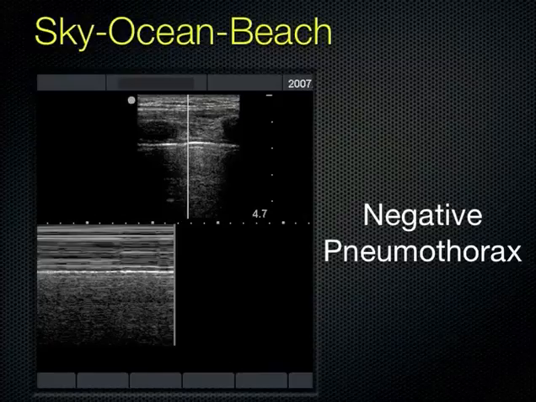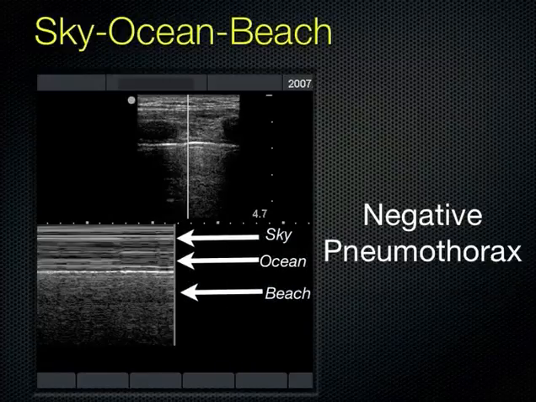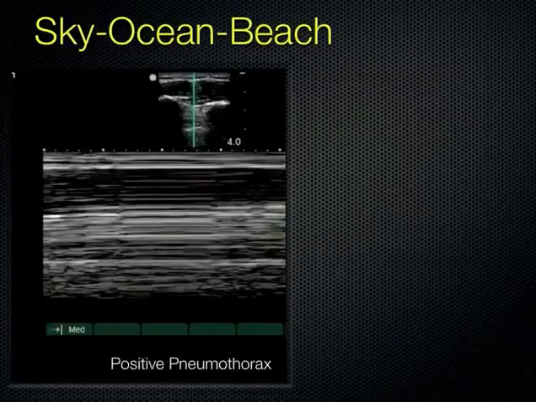And by contrast, we have an upper picture where you can appreciate an A line, which tells you could be pneumothorax, could be normal, but then when you put an M mode through it, you have no beach. And this is a pneumothorax. It looks like a barcode. So this is what we're looking for.